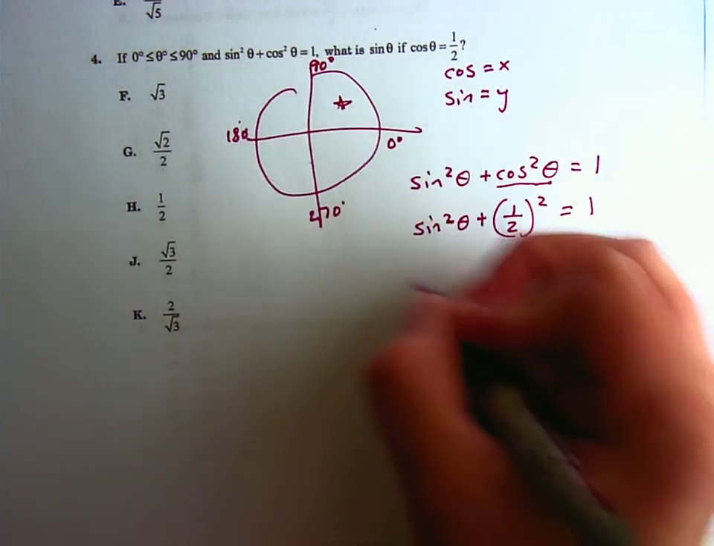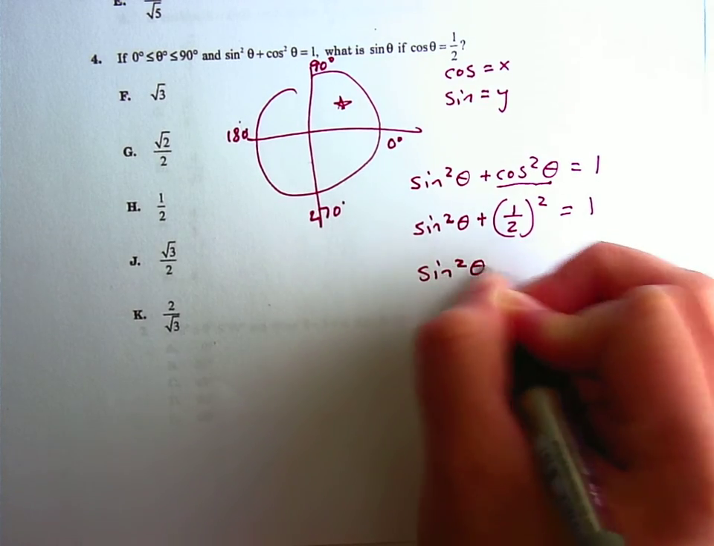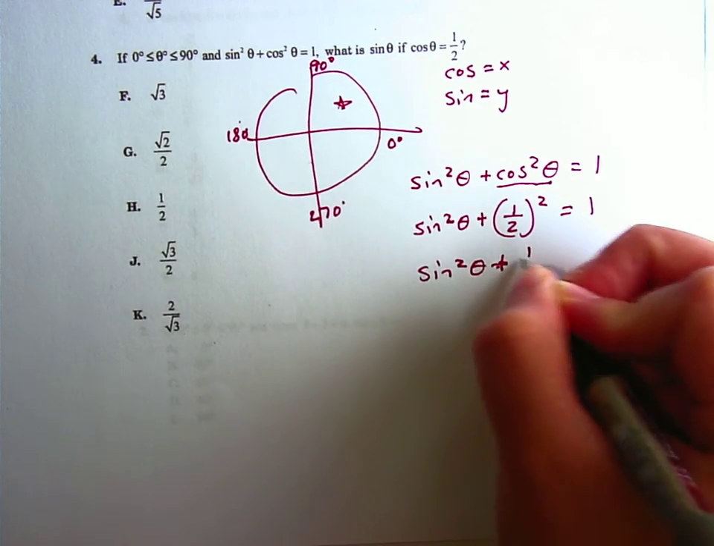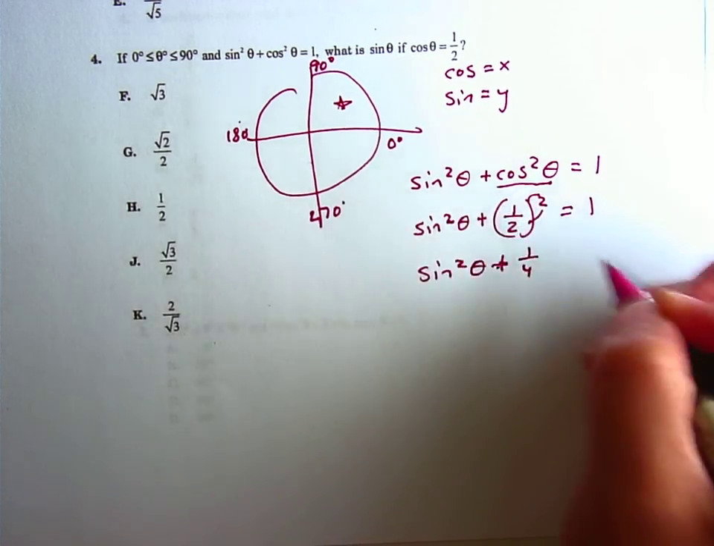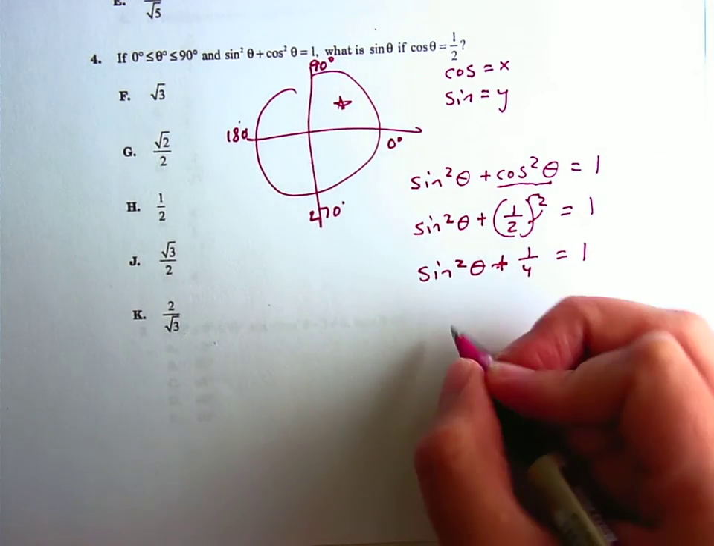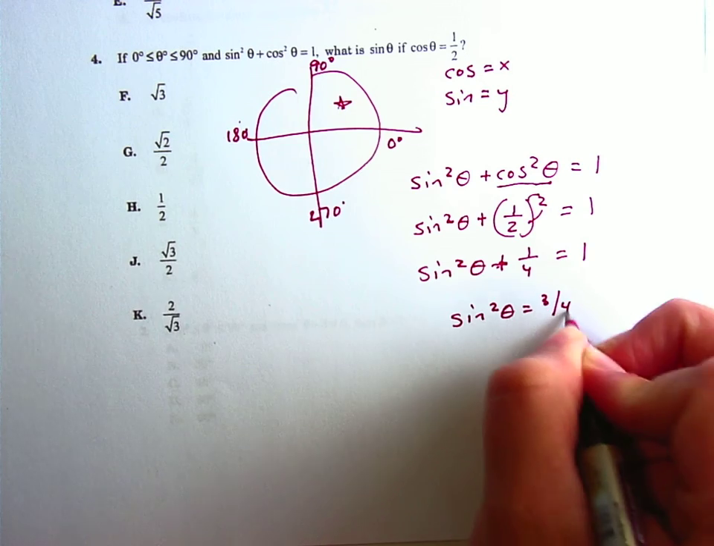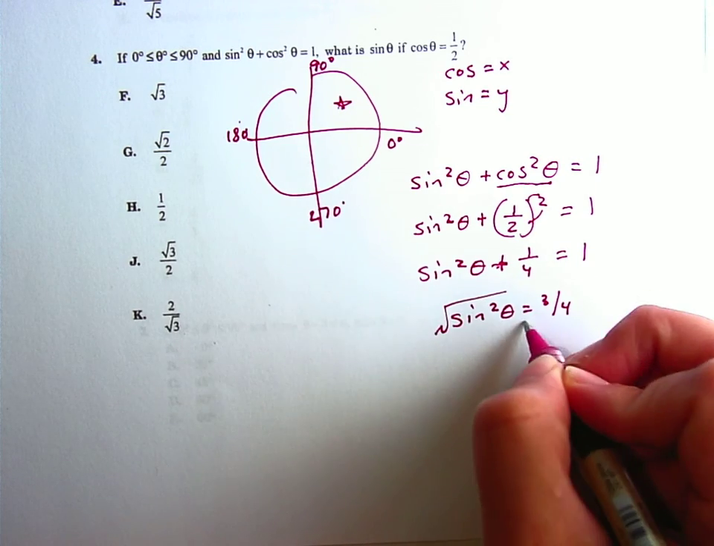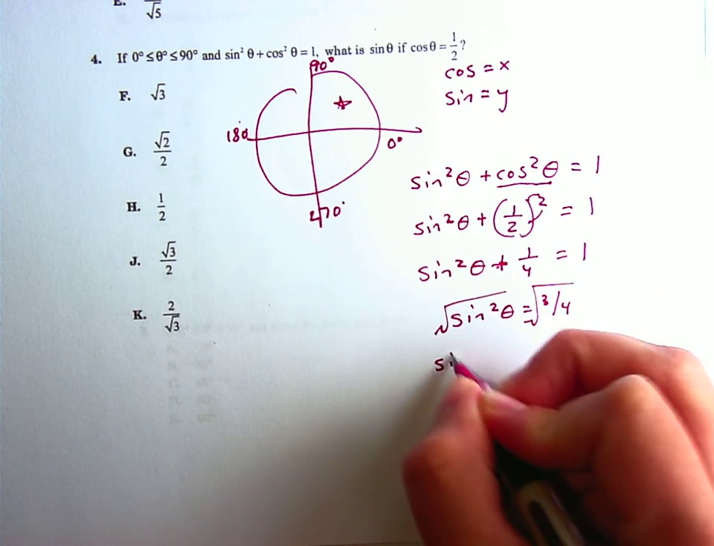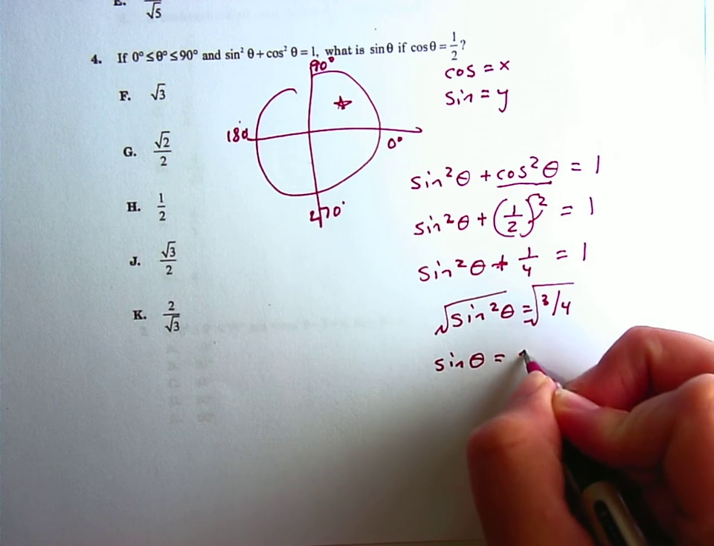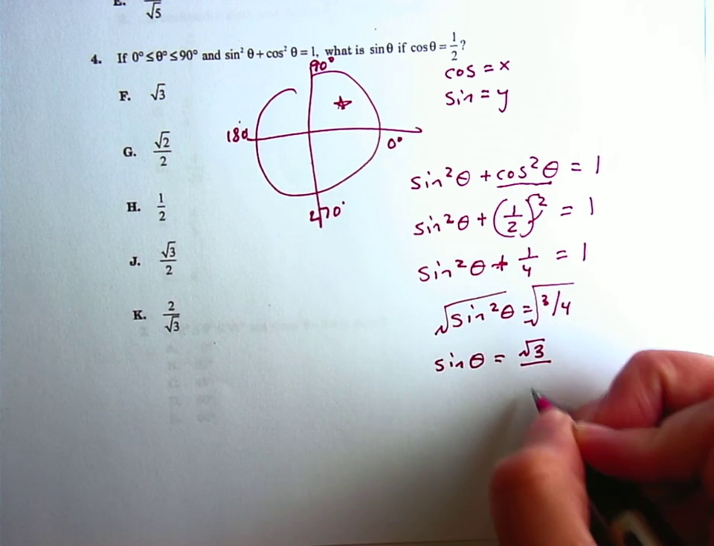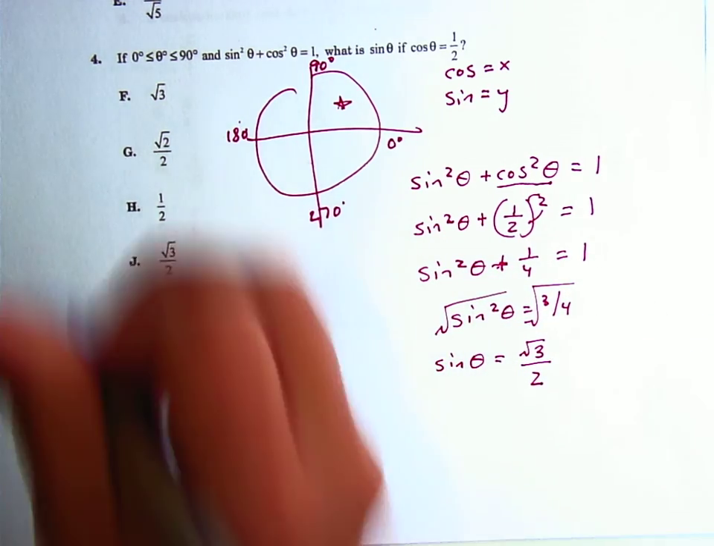That makes 1/4. So now we've got sine squared theta plus 1/4. The square goes to both of them, equals 1. If I subtract it from both sides, I get sine squared theta equals 3/4. And then to get rid of the square, I'm going to do a square root on both sides. Remember, that's the top and the bottom. So it's the square root of 3 over the square root of 4, which is 2. So J.